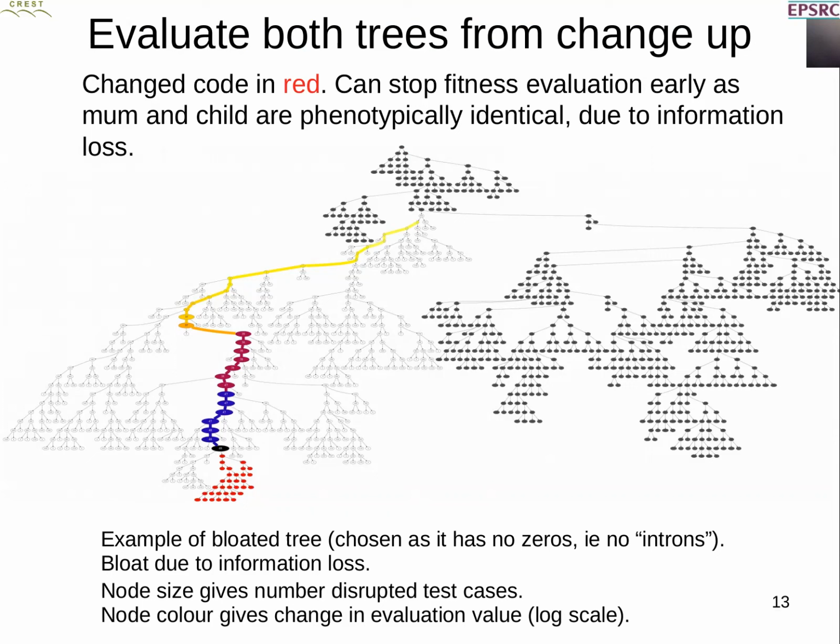So we start off with black color indicating a big difference, and we end with yellow, and that eventually fades away to the point where there is no difference. In this example, all the test cases return exactly the same value, and at that point we can stop. We know the mutant, despite the fact we've made a large change, has a fitness which is identical to its parent. The grey nodes indicate the parts of the tree that we don't have to evaluate.